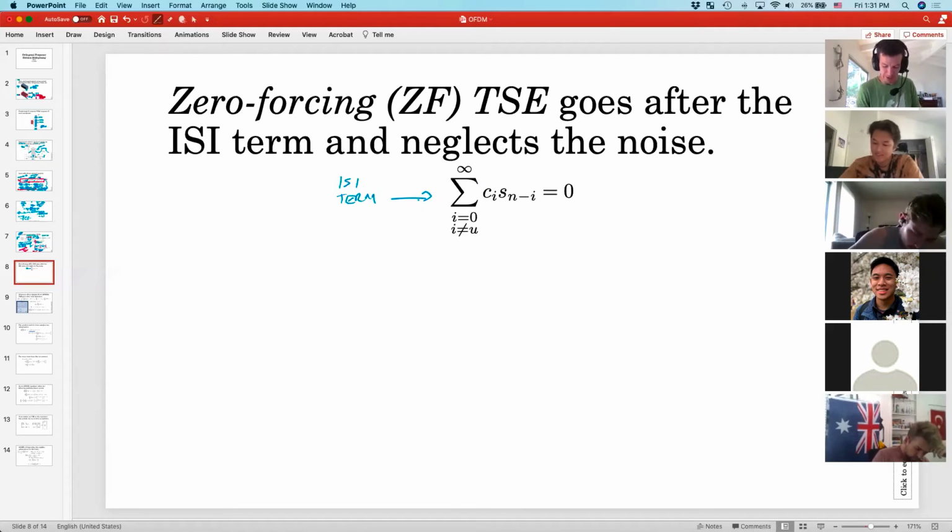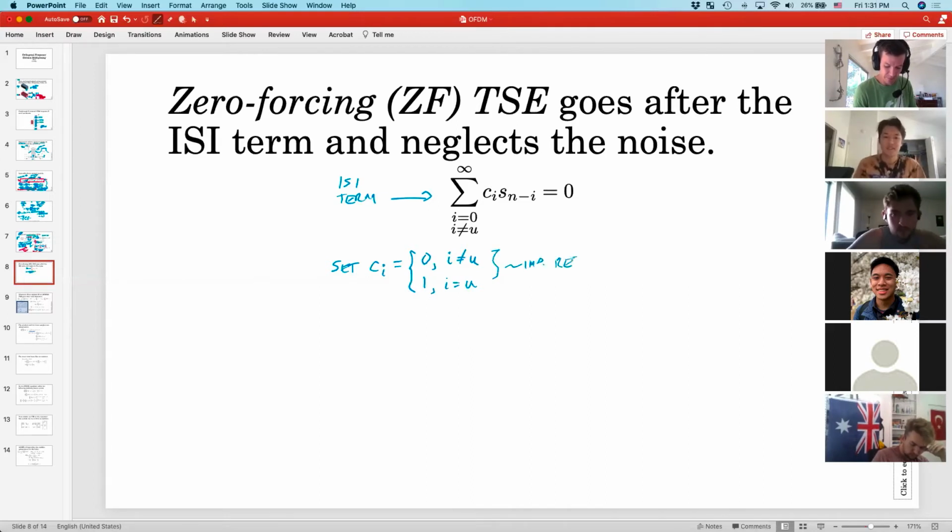The only way to accomplish this would be setting the i-th C value equal to 0 if i is different than u, and set it to 1 if i is equal to u. Right? That would be the only way. If you had no information about the S's, and we only wanted to preserve the u-th S, then this is the only way to do it. And so this impulse response, and remember this is the impulse response of C of Z, the filter that is the combined channel and equalizer filter.